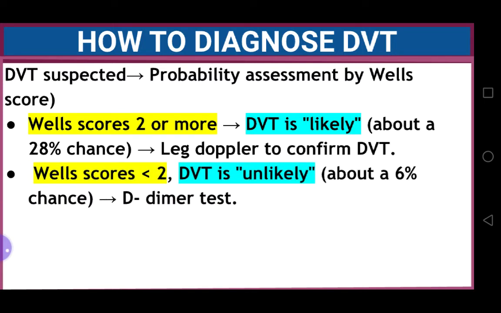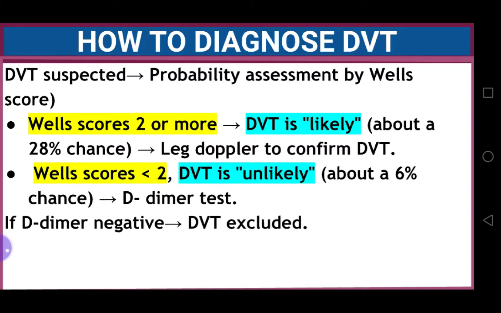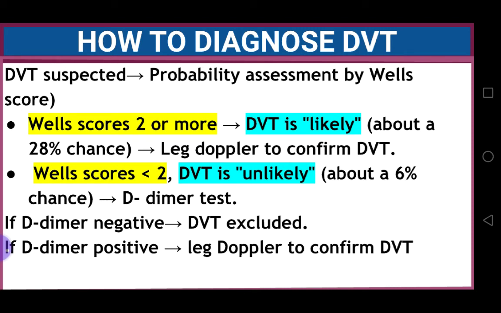And if Wells score comes less than 2, then DVT is unlikely. There is about a 6% chance. In such patient, first line test is D-dimer test. If D-dimer comes back negative, DVT is excluded. If D-dimer comes back positive, then even if Wells score is less than 2, perform leg Doppler to confirm DVT.